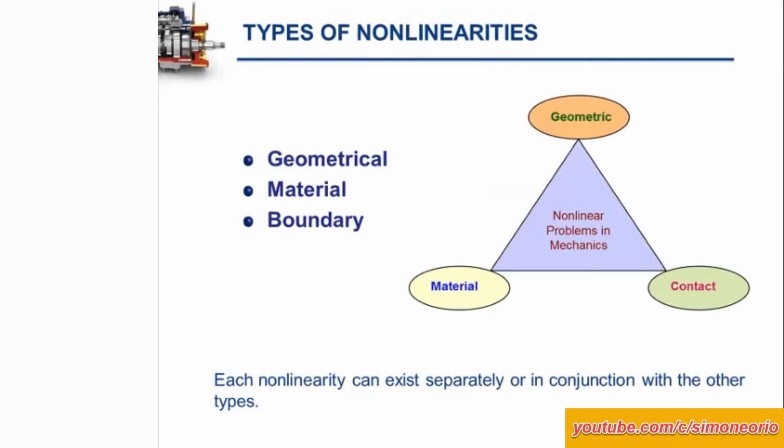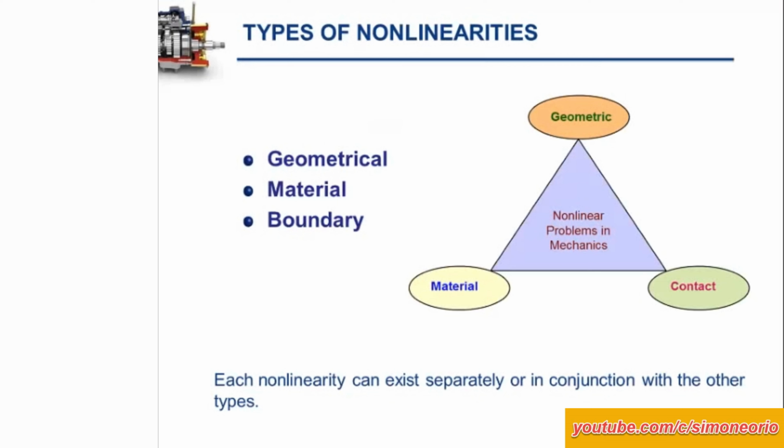We can have material nonlinearities. So in a linear static analysis, we assume that the stiffness of the material is constant. But as we see, we're going to look at the material curves. That is not always the case. And elastomers, plastics, rubbers, and metal, as we get closer to yield and plasticity, are all categorized as nonlinear materials.